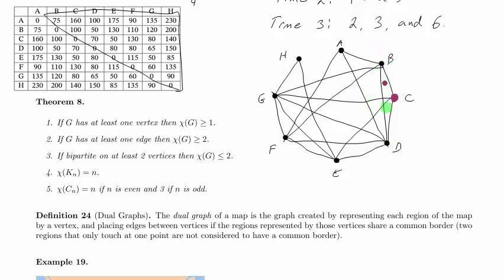And then D and B are also adjacent, but because B is adjacent to C, I'm going to need a new color there. And then D and A are adjacent to each other, and then A is adjacent to B, but it's not adjacent to C, so I can go back to using that brown color. D and G are adjacent, and then G and C are adjacent, so I can't use the brown.